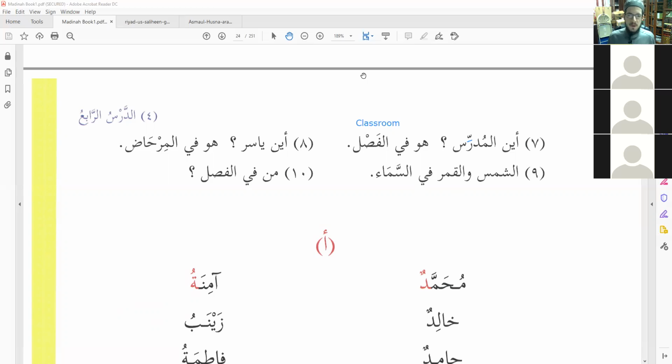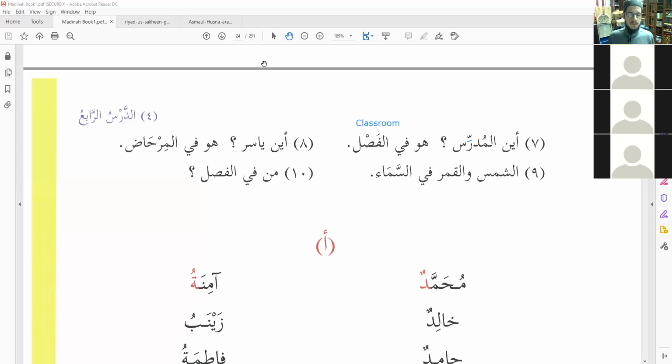Good. So translate that for us. The teacher is in the classroom. Excellent work. So where is the teacher? The teacher is in the classroom. Excellent. Okay. Somebody else from the Shahada family. You go ahead and do number 8.